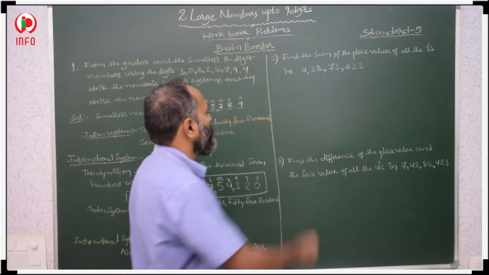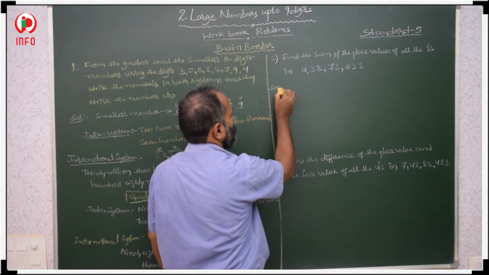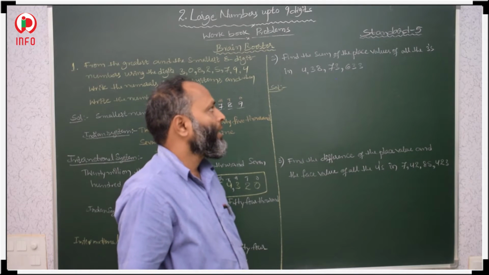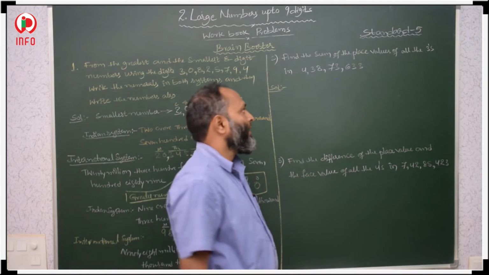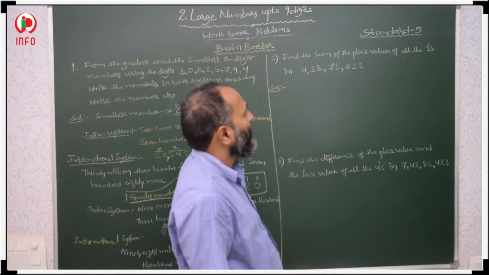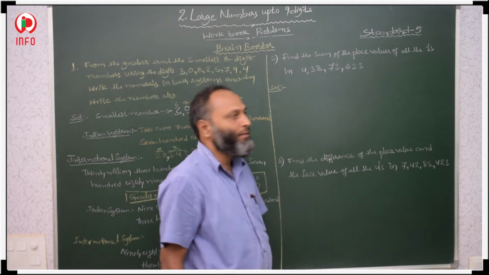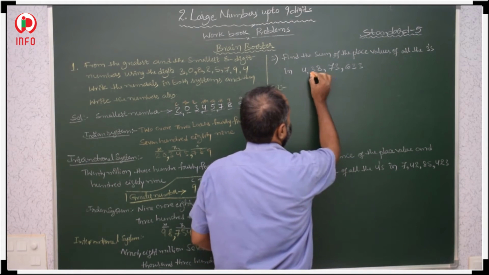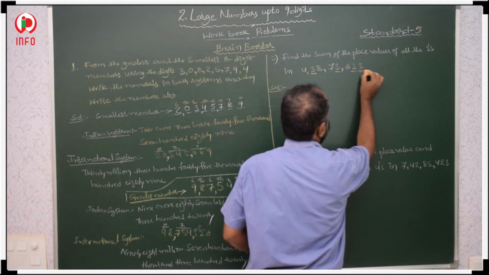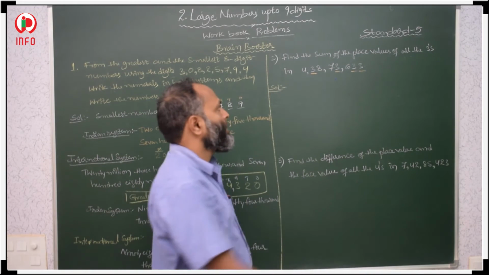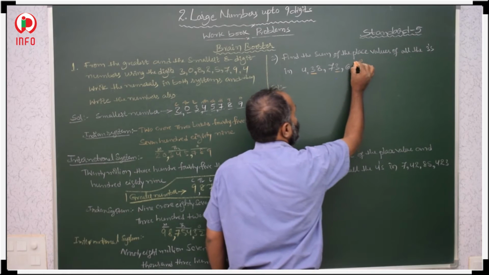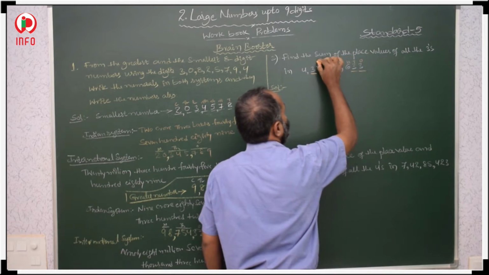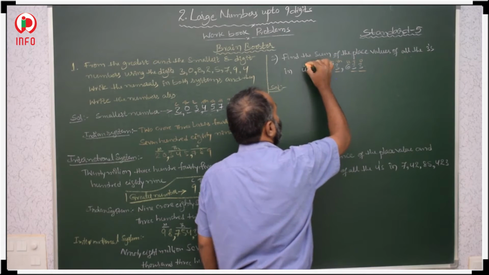Now, second question. Find the sum of the place values of the threes. First, how many threes are there? 1, 2, 3, 4. Ones place, tens, 100, 1000, 10,000, lakh, 10 lakh, crore.